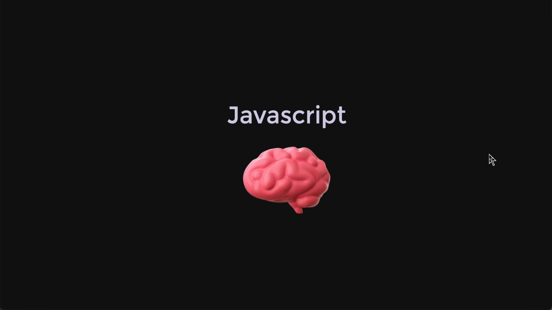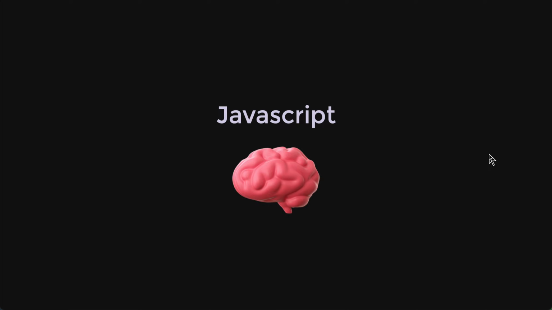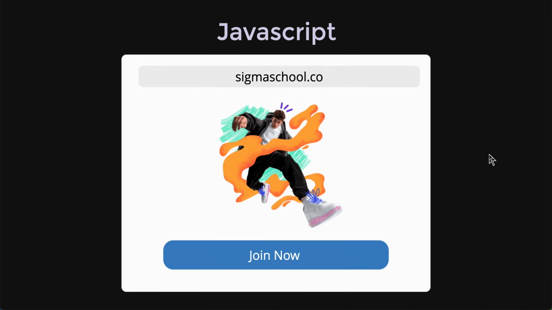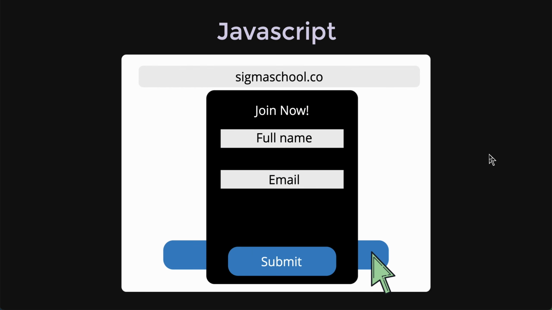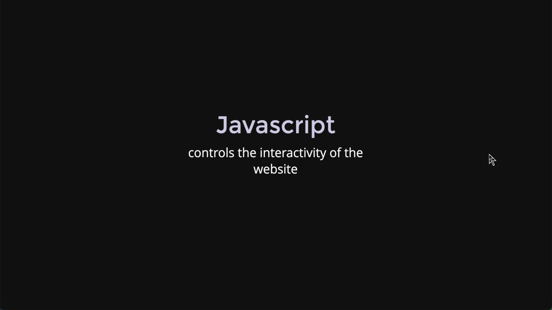Lastly, we want to know JavaScript. JavaScript essentially is the brain of the website. For example, if I were to go to a website like sigmaschool.co, and you click on this join now button, you'll probably have a pop-up that says join now with your full name and email, and then the submit button over here. This interactivity is what JavaScript is, and JavaScript is a way for you to control the interactivity of the website. Whether you click on a button and something happens, or when you move your mouse and animation happens, that is mainly through JavaScript.